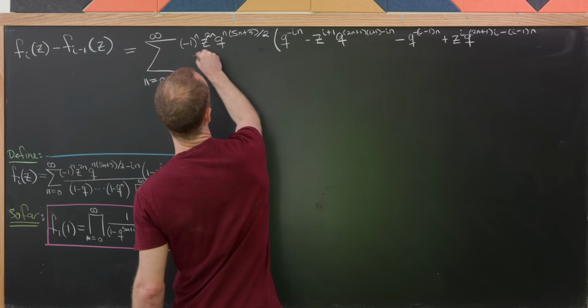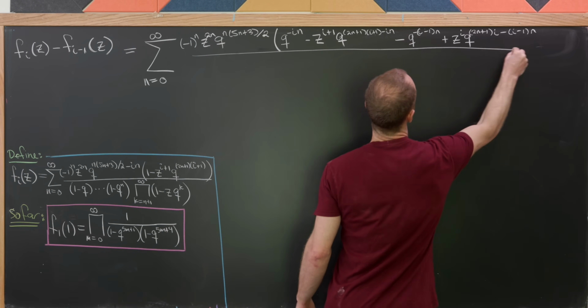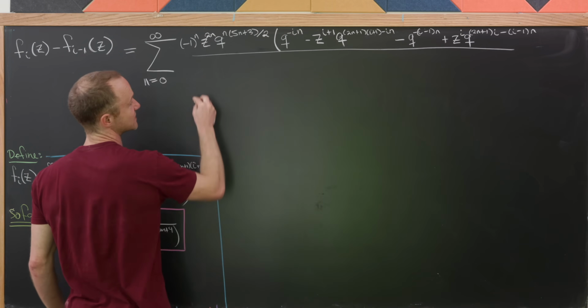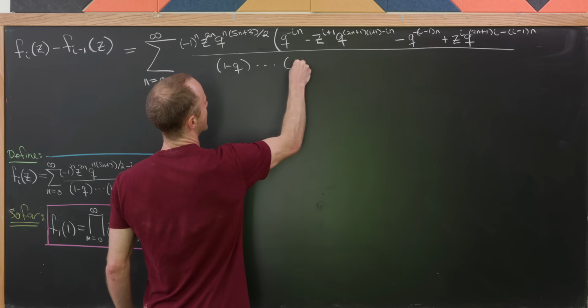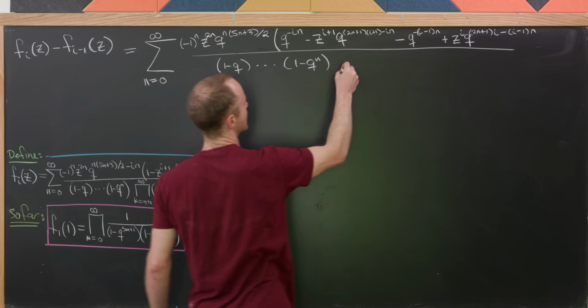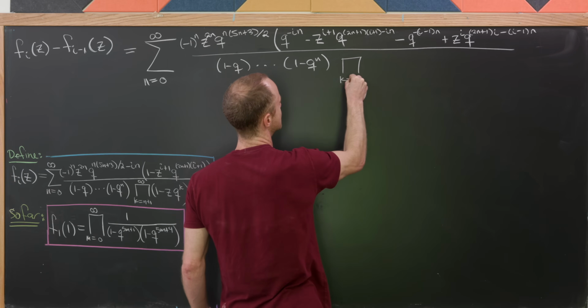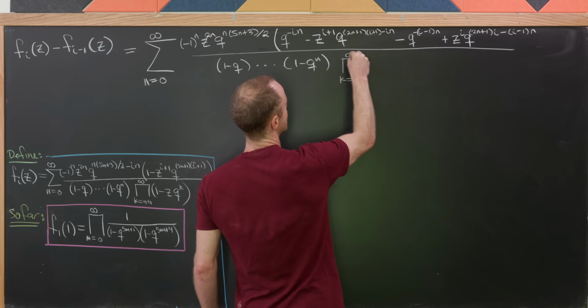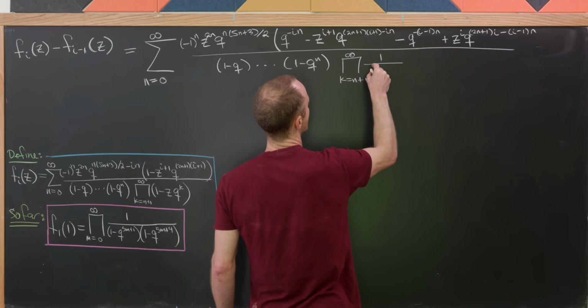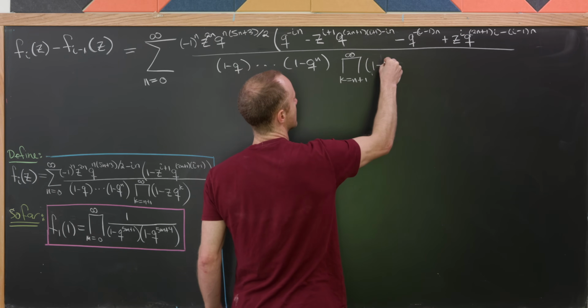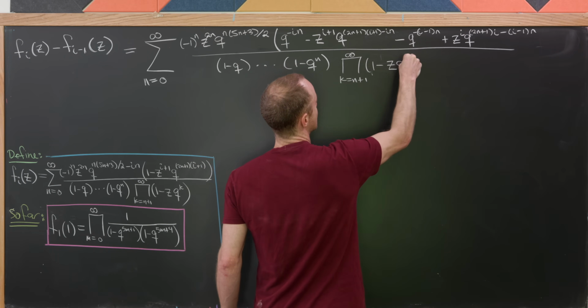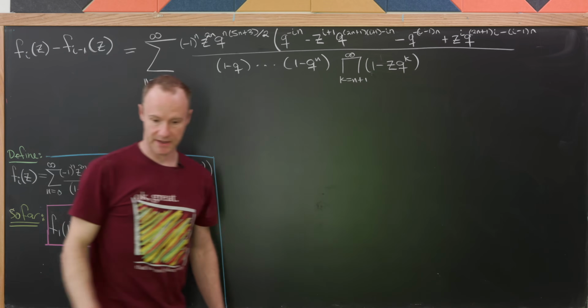And then all of this is over our denominator that's just going to stick around. So (1-q) multiplied all the way up to (1-q^n), and then we have this infinite product. It starts at n+1, goes to infinity, of (1-zq^k). Sorry, that's not in the denominator.